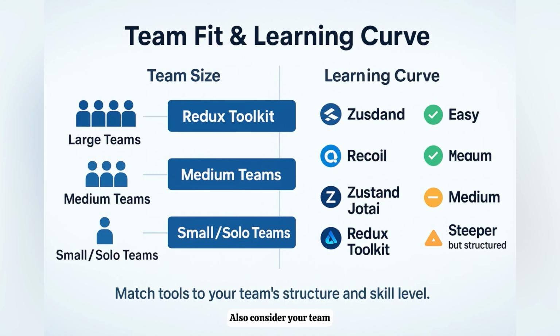Also consider your team. Redux Toolkit is great for teams with formal processes and back-end coordination. Zustand and Jotai are fantastic for solo developers or small, agile teams. Recoil is best when your app's component structure closely maps to your state structure. In terms of learning curve, Zustand and Jotai are the easiest to pick up, while Redux is the most structured and Recoil the most conceptual.